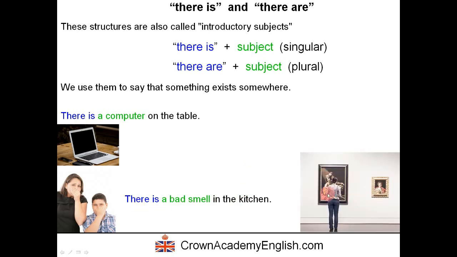And here is an example in the plural. There are two pictures on the wall. Here is one picture and here is another picture. So there are two pictures on the wall. So here we have the plural form there are, and the subject is two pictures. Okay? So something exists somewhere.